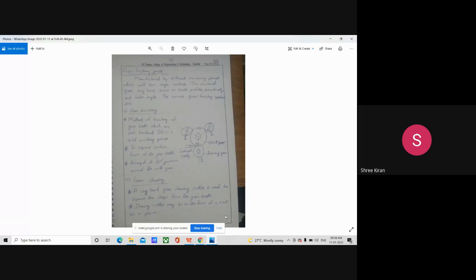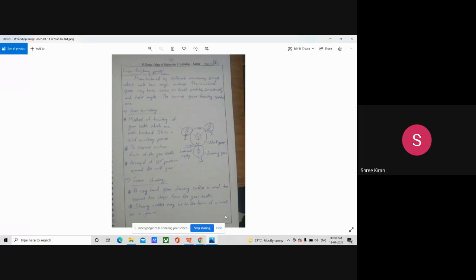In order to remove that, we will be having the gear finishing process. Gears are manufactured by different machining processes, which leave rough surfaces, and the machined gears will have many errors in tooth profiles, concentricity, and helix angles. The first of the various gear finishing operations we are going to discuss is gear burnishing.